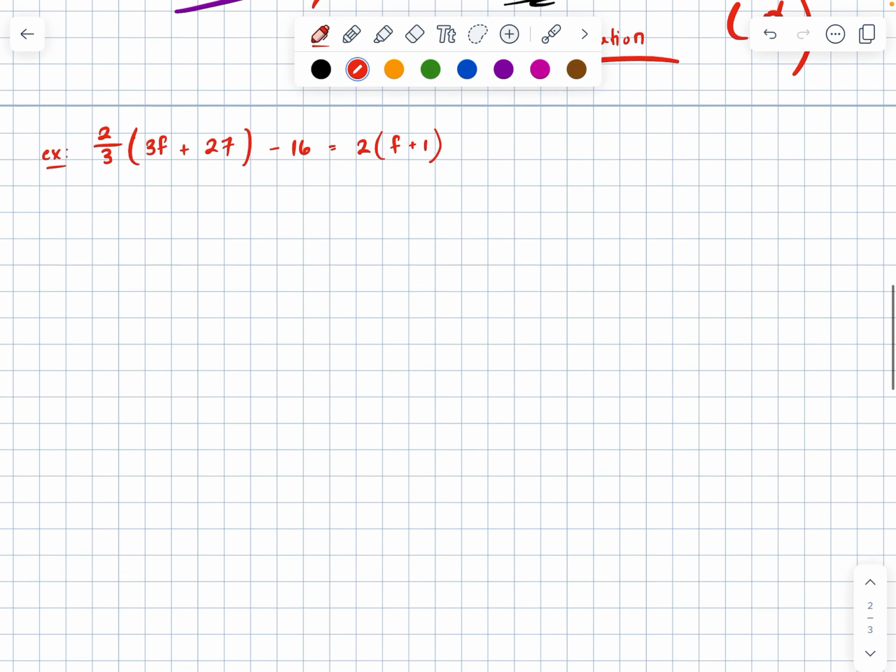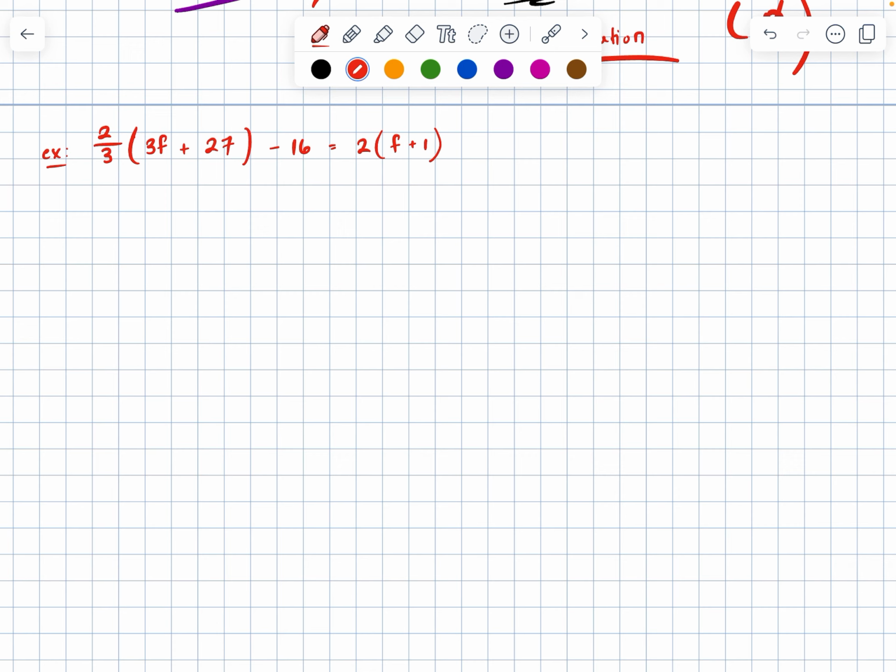Okay, let's take a little bit of time and do some practice. So I'll scroll down and give you another. I've got 2/3 parentheses 3f plus 27 minus 16 equals 2 parentheses f plus 1. Let's solve this equation and see, is it in fact one of our funky cases? Give yourself 2 minutes. Go ahead. And come back. I missed you.